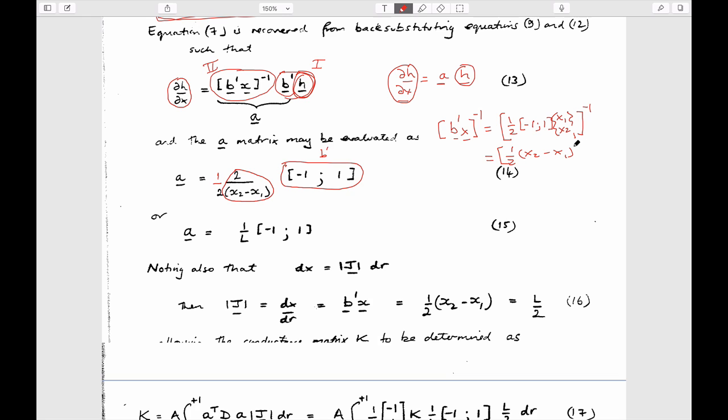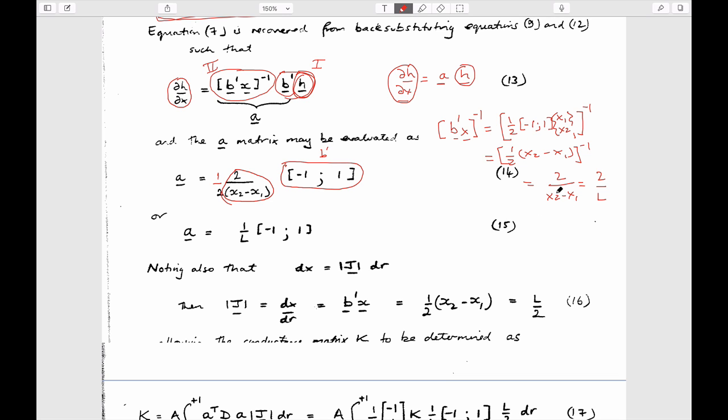And it's 1 over, which is equal to 2 over x2 minus x1, which is also equal to what? In this particular case, it's equal to 2 over L. x2 minus x1 is just the length of the element, per se.